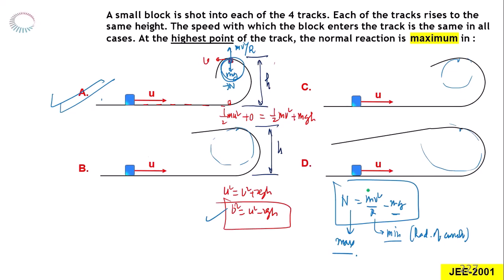Okay, so if I calculate the mv square by R term and it comes out on the lower side, that is the situation where N will be minimum. By this figure, I comment that it is not figure D, because D has more bending compared to A and B. Between B and D, B has the largest circle. So normal will be minimum at point B, and here normal will be maximum.